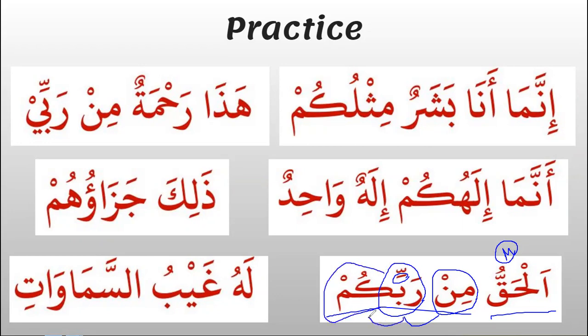So this word and everything is connected. So the whole thing will become what? Khabar or muta'alliq bil khabar? Muta'alliq bil khabar, right? Perfect. So mubtada, muta'alliq bil khabar. So how are you gonna translate it? Haq means truth. The truth is from your Lord. Yes, the truth is from your Lord. Perfect. So do you understand this part or do you have any question?